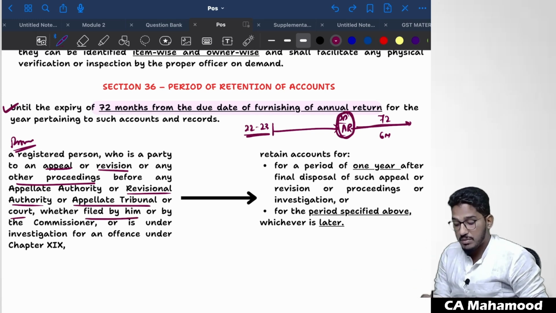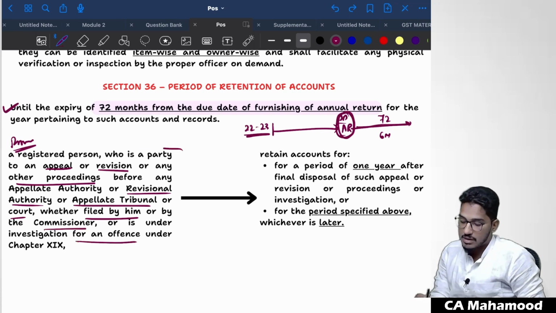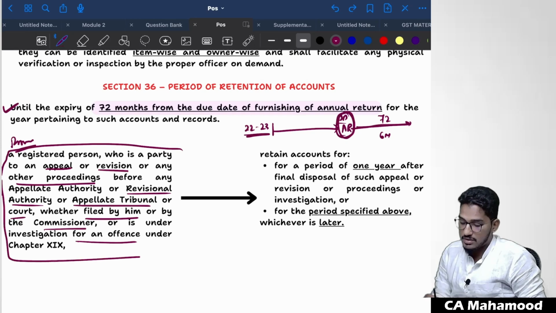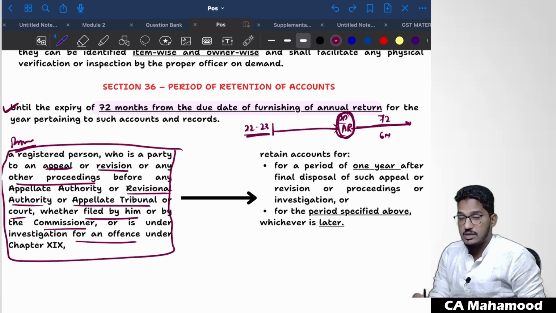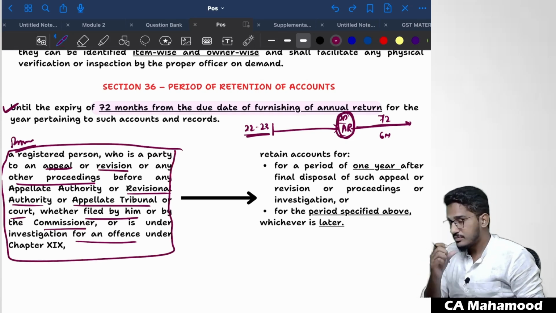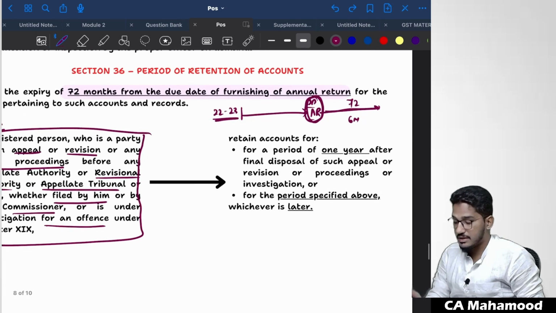Whether proceedings may be filed by you, or proceedings may be initiated by the commissioner, or it is under investigation for an offense, that means some legal issue is going on against this registered person. In those cases, the retention period will change. The preserving period will change.